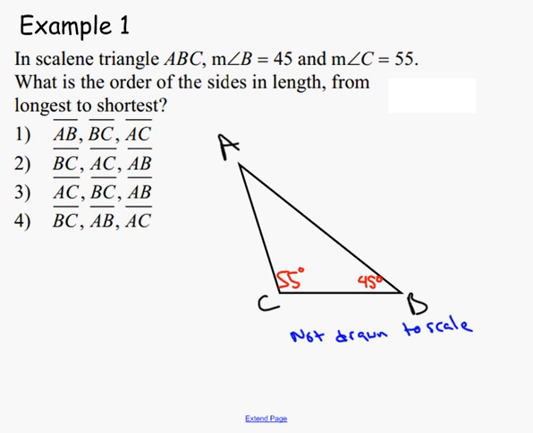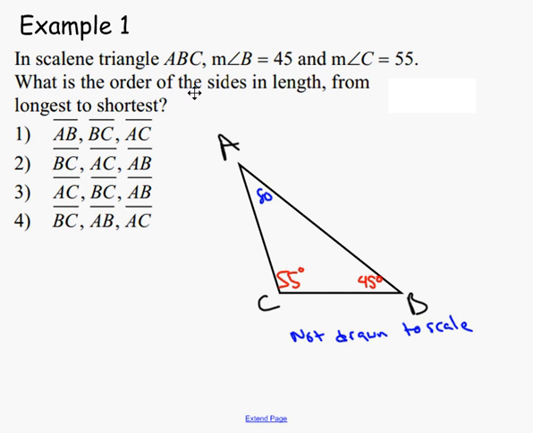All right, before I move on, I need to figure out what the measurement of this missing angle is. So I know that they have to add up to 180. So 55 plus 45 is equal to 100, so that means angle A is 80.